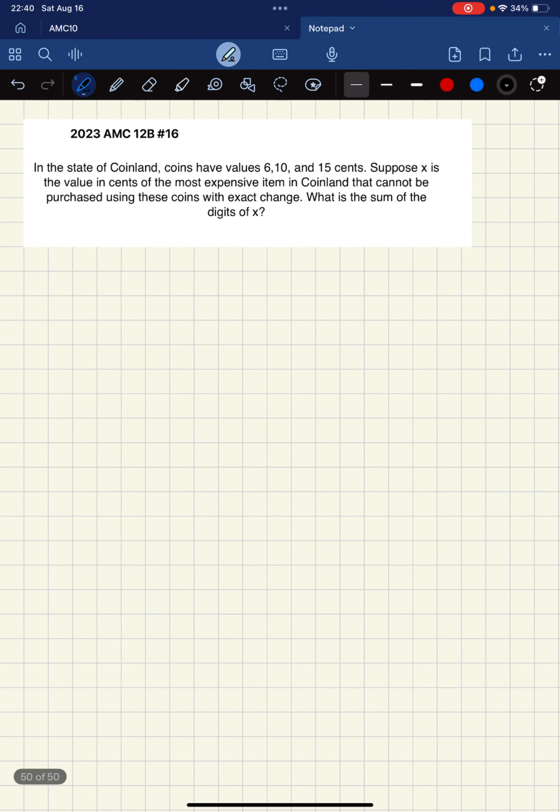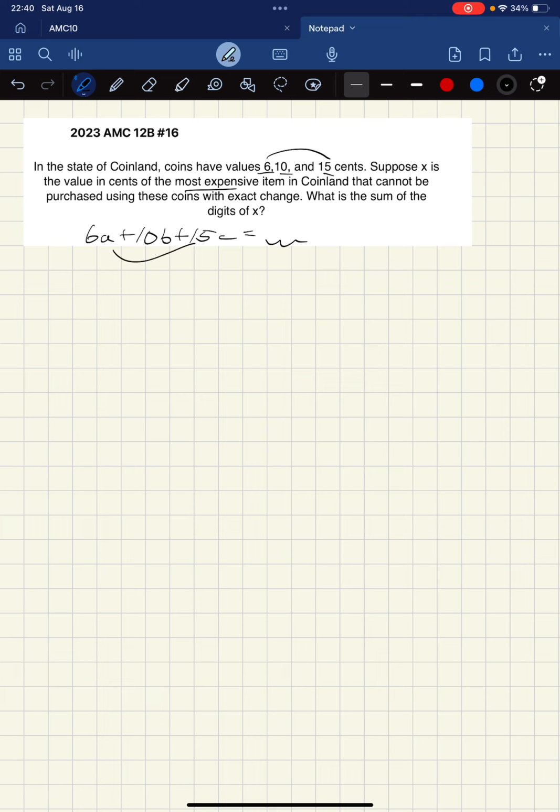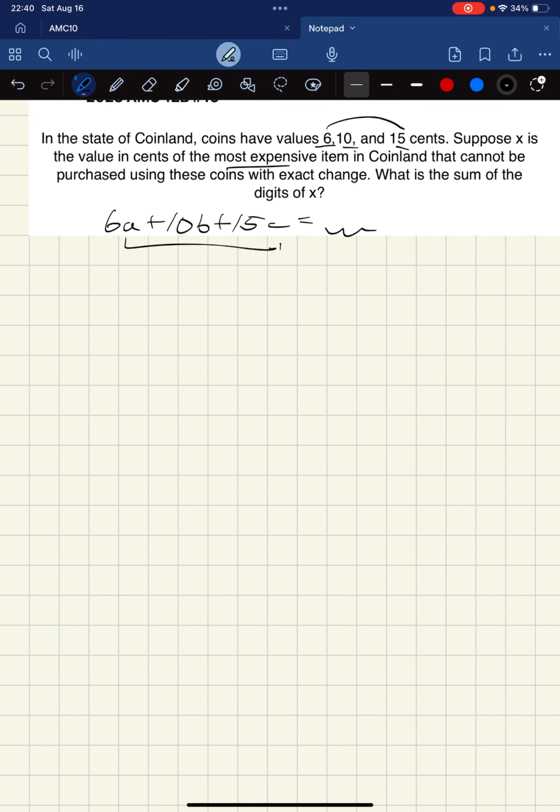So when I saw this problem, what I thought was that, oh, we got three numbers, right? But we're trying to find the most expensive, the largest item that cannot be expressed using those numbers. So we're trying to find a value, the biggest value that cannot be expressed in this Diophantine equation, right? So this is a useful theory for solving those kind of problems.